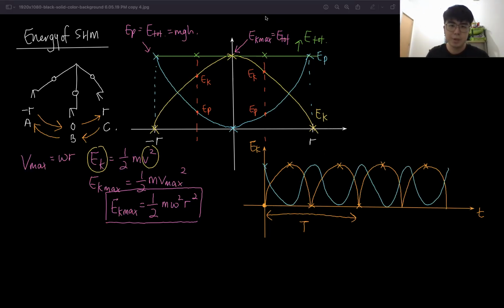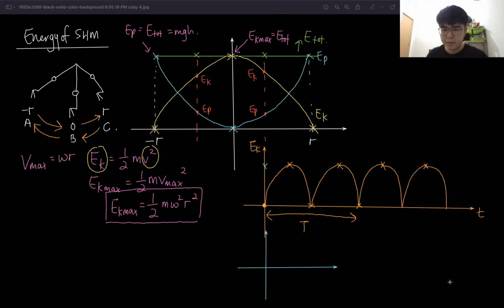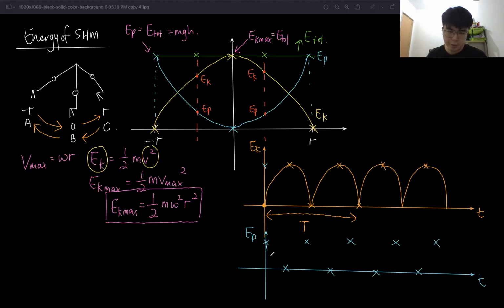Sorry about this one. Let me draw it on a separate graph. EP, starting at first with the maximum, right? So maximum, 0, maximum, 0, maximum. Like this. This is the opposite of kinetic energy.